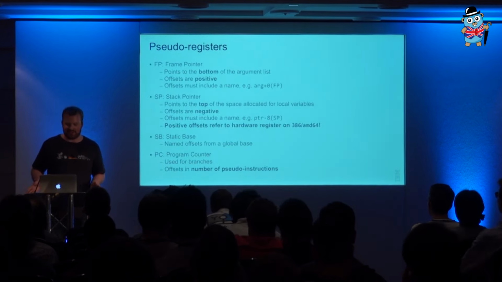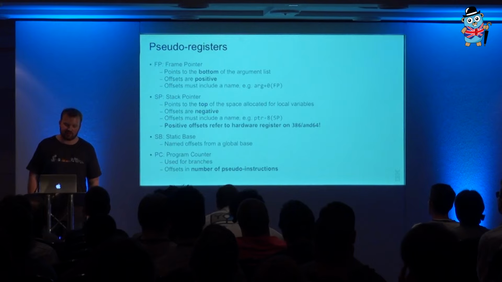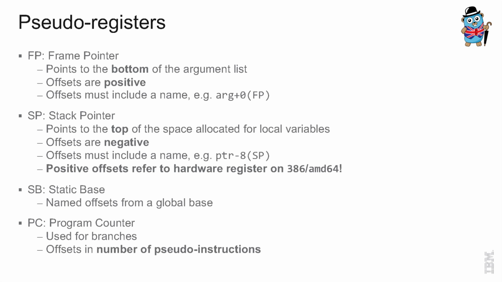So here are the pseudo-registers. You have the frame pointer, which is used for arguments. I've got some pictures in a minute that will hopefully make it a bit clearer. We always have positive offsets to access your arguments. The stack pointer is always negative offsets, and this is for your local variables.